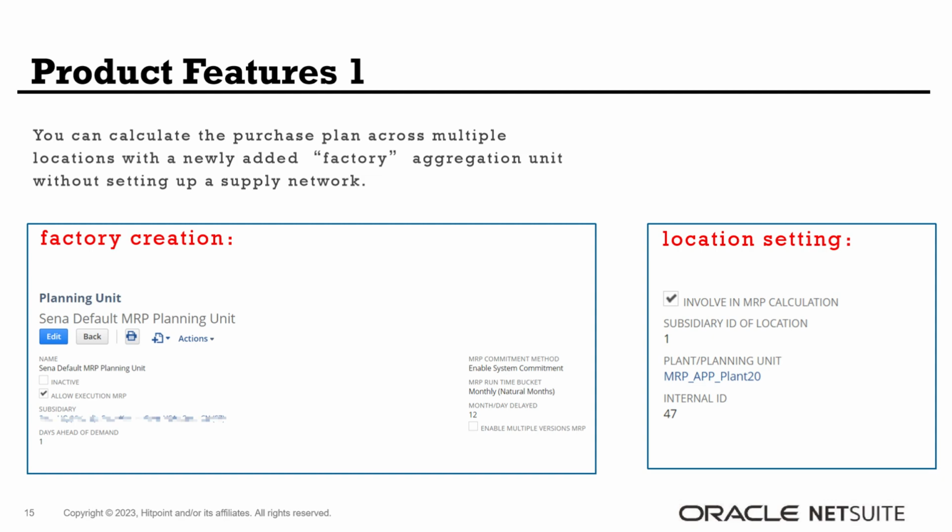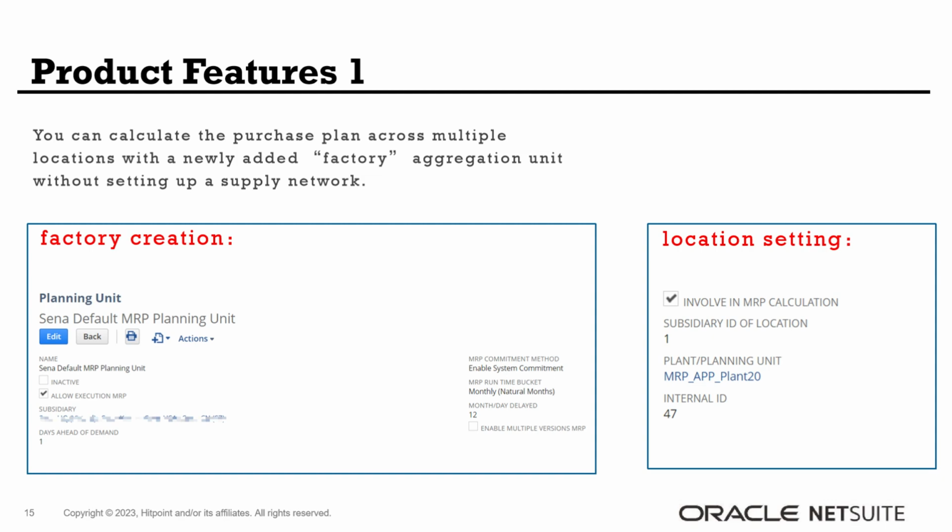In many NetSuite-based MRP solutions, one location is used as the whole calculation, but in the actual scenario used by customers, there are basically multiple locations, which makes the design of this scenario too complicated and the whole analysis result is not accurate. Therefore, we added factory as the aggregation unit to calculate the procurement plan, and one factory corresponds to multiple locations without setting the supply network.